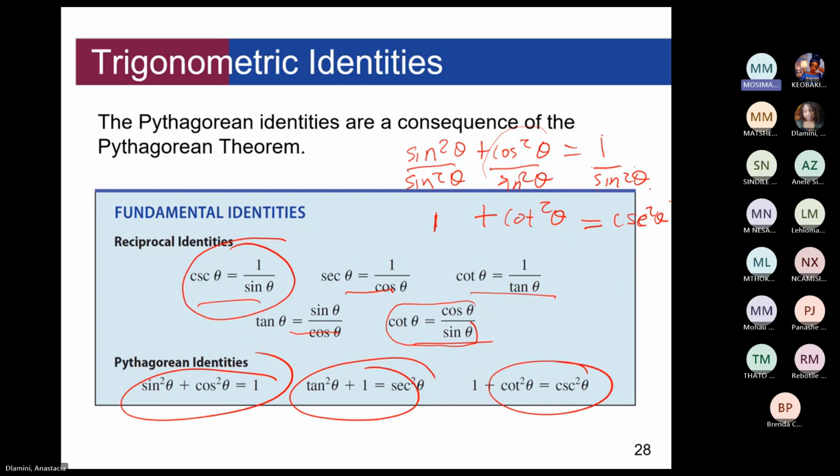Yes, ma'am. So meaning the other one, you have to divide by cos now to get this one. Are we all together? Yes, ma'am.